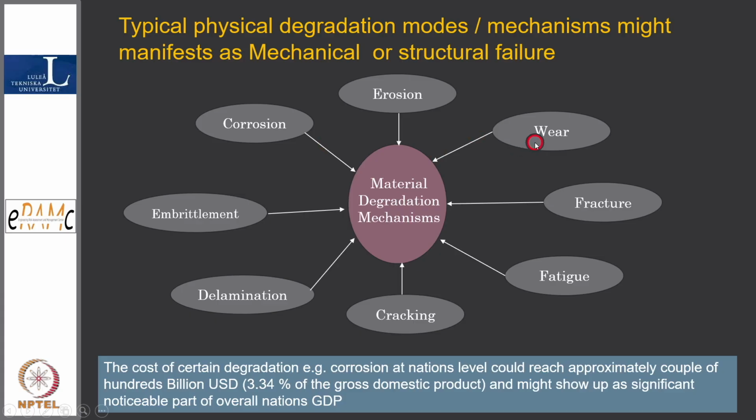Okay, so let's say in a bearing we would like to see wear happening at the inner race and outer race. That gets manifested as rising temperature or vibration. So we are talking about the basic fundamental degradation mechanism only.